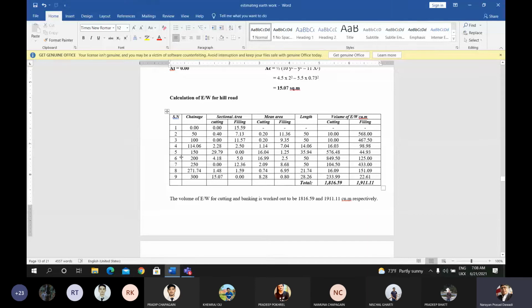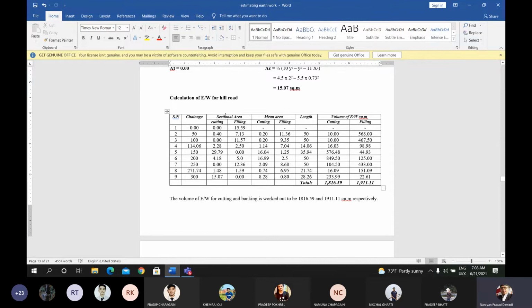The serial numbers 1 2 3 4 5 7 8 9, here chainage is 0 meter, 50 meter, 100 meter. After 100 meter, 114.06 meter because D is 0 change here, and 150 meter, 200 meter, 250 meter, and 271.74 meter, D is equal to 0 change here, and the 300 meter.